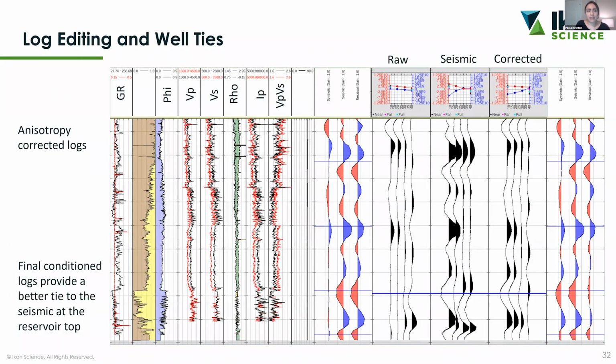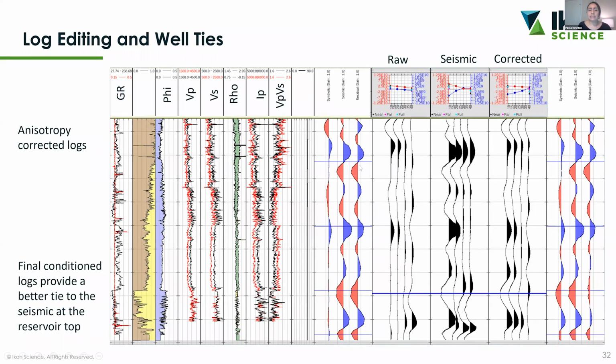Now, this is like the everyday for a lot of geophysicists. This is an example of anisotropy corrected logs. Vp, Vs, and the density have been corrected for anisotropy. The measured data is in black, and the model data or corrected data is in red.